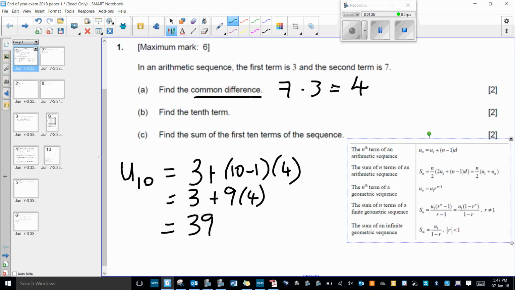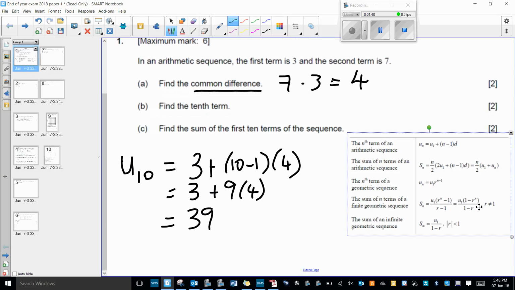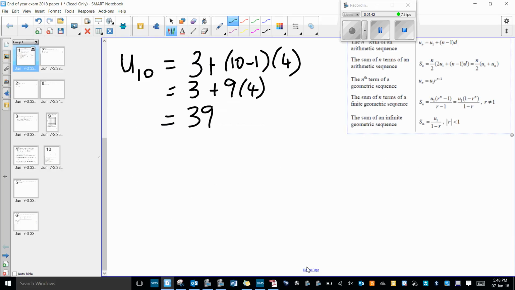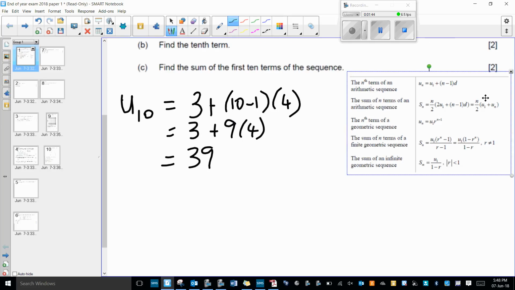Find the sum of the first 10 terms of the sequence. Now, because we do actually know the 10th term, we could use this formula here. So you've got an option, or if you're more comfortable, you can use this one. I'll do both just so you can see what the situation is. But as I say, you can only use this one because we're trying to find the sum of the first 10 terms, and we did already find U10. So let's go with that one first.